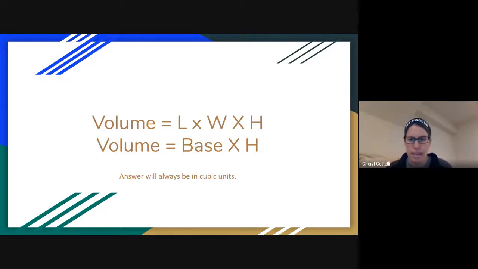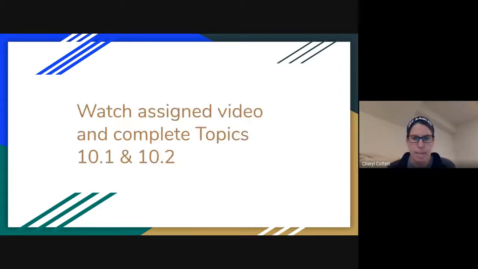There's a formula you'll see: length times width times height. You're just multiplying the three numbers. Because of the commutative property, it doesn't matter what order it's in. You can also do base times height, because the base is your length times width. Your answer is always going to be in cubic units. So remember our exponent: inches to the third power, meters to the third power, it's always cubic units. I assigned a video from topic 10.1, and you can complete topics 10.1 and 10.2.